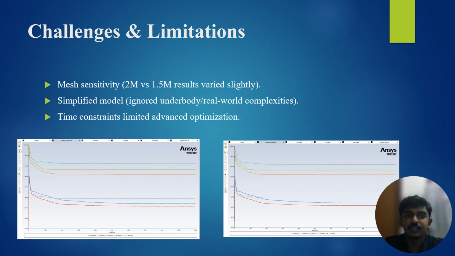Challenges and limitations. Mesh sensitivity, 2 million versus 1.5 million: results vary slightly. The simplified model ignores underbody real world complexities. Time constraints limited advanced optimization.